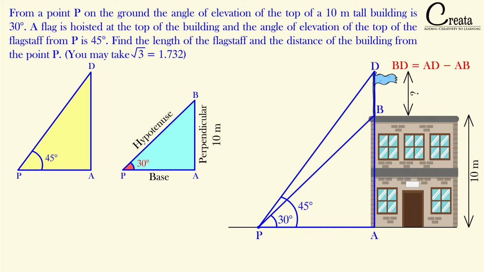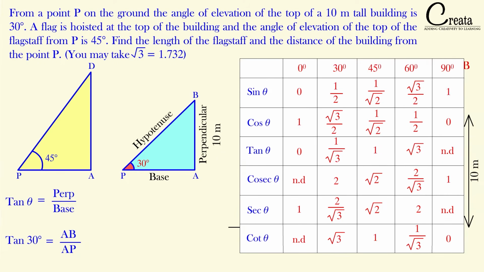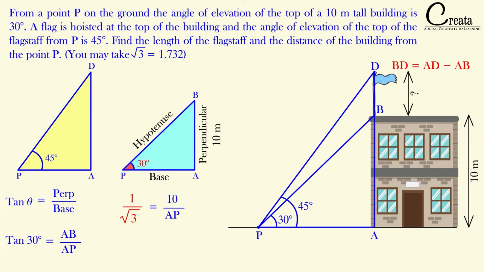Base and perpendicular both are linked through the tan theta. Tan theta is perpendicular upon base. So tan 30 degree will be equal to AB upon AP. Let's find the value of tan 30 degree through the trigonometric ratio table. Tan 30 degree is 1 upon root 3. Let's put AB as 10 meter. Let's solve. We got AP as 10 root 3. Let's replace root 3 with 1.732. We got AP as 17.32 meter. That is the base of the triangle. Base of both the triangles.